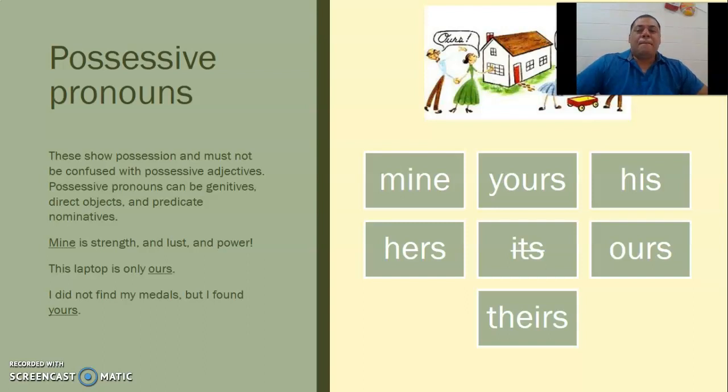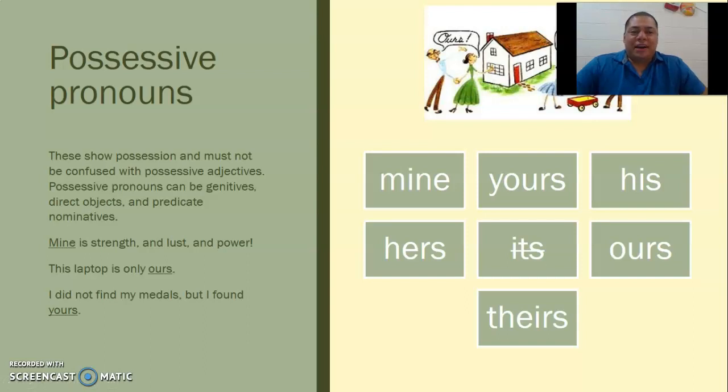Now, check out the examples over there. I hope it works like that too for you. On the left of the screen, mine is strength and lust and power. That comes from a movie, from Beowulf. Mine is strength and lust and power. Whose is strength and lust and power? Mine. This laptop is only yours. I did not find my medals, but I found yours.